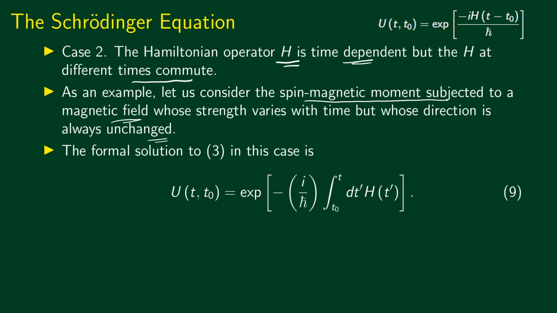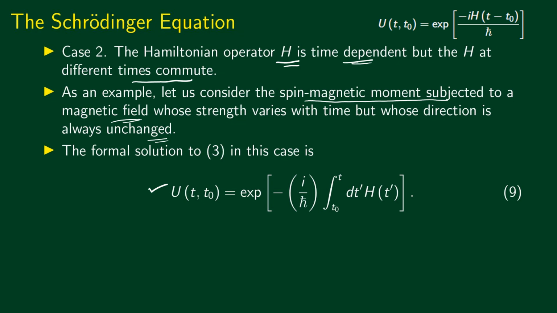Okay, this would be a case where the Hamiltonian is time dependent and also the Hamiltonians at different times commute. In this case, the formal solution is given by U(t, t0) = exp[-i/ħ ∫ from t0 to t dt' H(t')]. So here t' is the integration variable. We integrate this and you get a function of t.